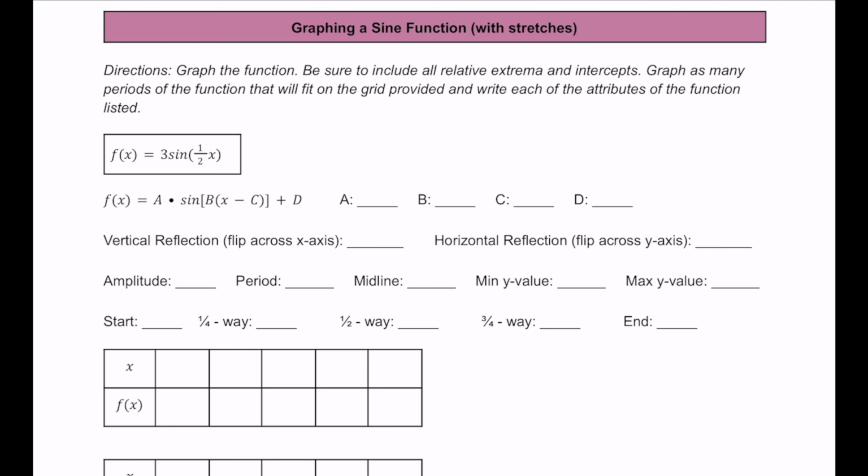Let's jump right into it. For this function, we have f of x is equal to 3 times sine of 1/2 of x. And as usual, we want to figure out what our values of a, b, c, and d are, because they're going to let us know what kind of transformations we're going to have on the parent function.